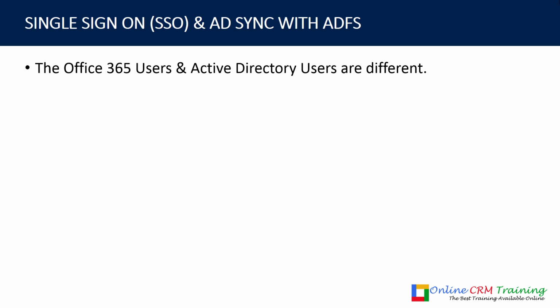So we need to configure single sign-on if the scenario is that Office 365 users and Active Directory users are different. It means a company is using an on-premise version of Active Directory. They are maintaining all the users there, and Office 365 users are created for using Dynamics 365. Now for that, the administrators need to manage two accounts, right? It means they need to manage their internal Active Directory users, their permissions and security, as well as Office 365 users and their permissions and security, right?